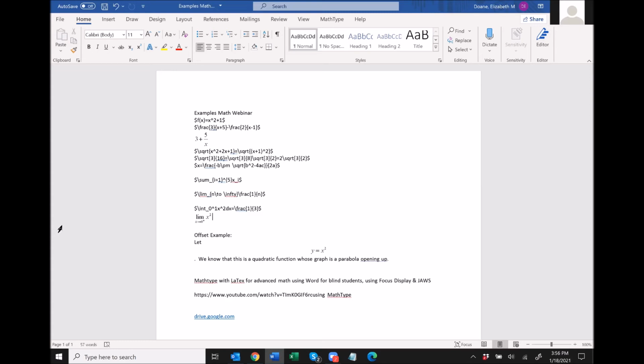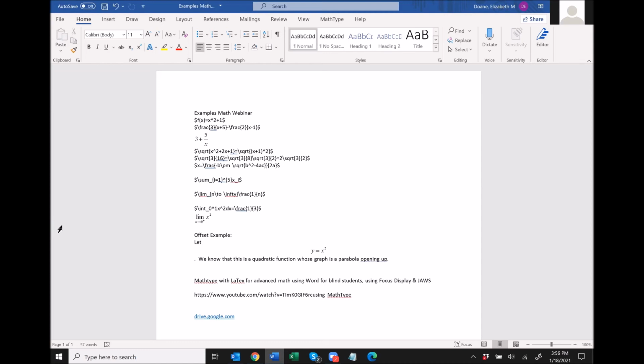There's one more thing I want to show you. You can actually offset an equation. Instead of using the dollar sign to delimit the equation, you're going to use a backslash left bracket and backslash right bracket. Watch. Blank. Offset example colon let. Now there's let on one line, and now look what happens. y equals x squared. We know that this is a quadratic function whose graph is a parabola opening up.